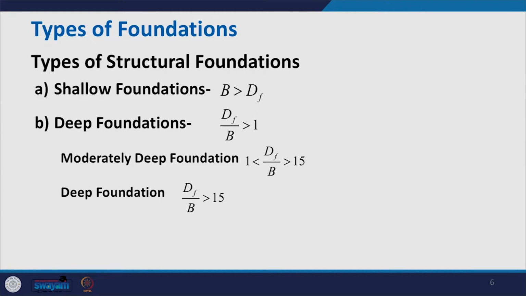Let us talk about first type of foundations. You know that when we talk about the foundations, there are 2 dimensions. One is the width of the foundations and another is the depth of the foundation. If width of the foundation is more than the depth of the foundation, then we treat it as a shallow foundation. However, if it is other way, that means if the depth of a foundation is more than the width of the foundation, then we say it is deep foundation.